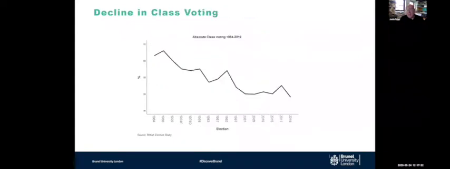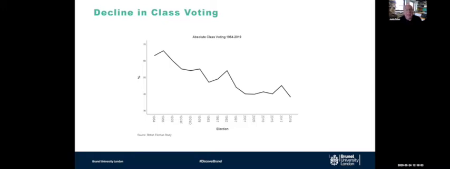Let's then look at another example. This is class voting. Now, there are many ways of measuring class voting, but this is a simple way of doing so. And it's based on the idea that people in some occupations would be more likely to vote Labour and others would be more likely to vote Conservative. We look at Labour and Conservative because those are the parties that historically have had a kind of appeal to particular social classes.